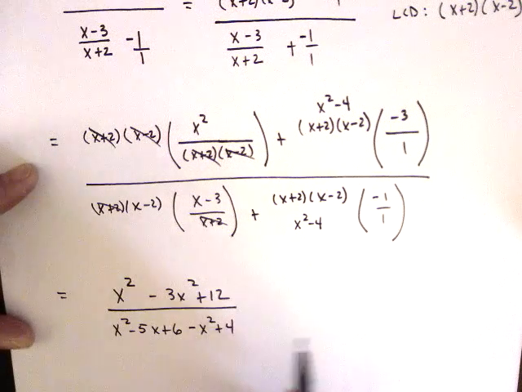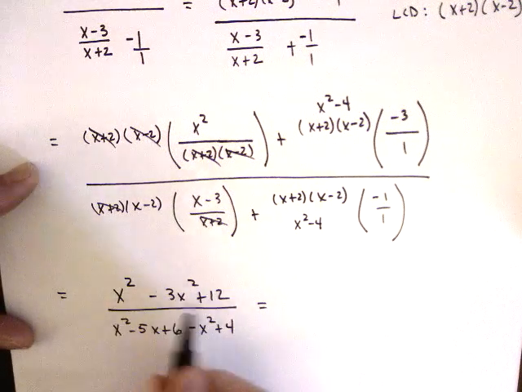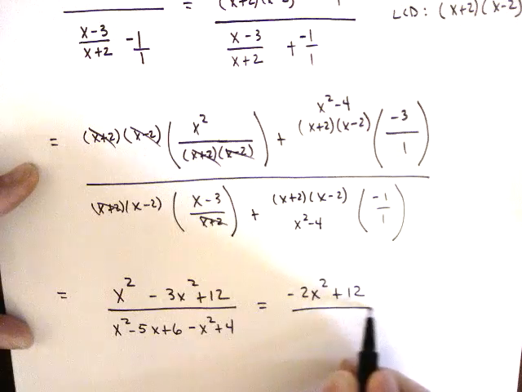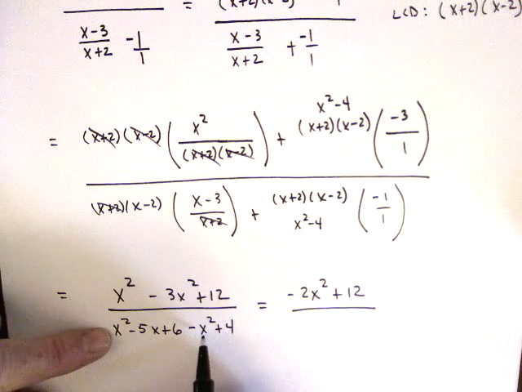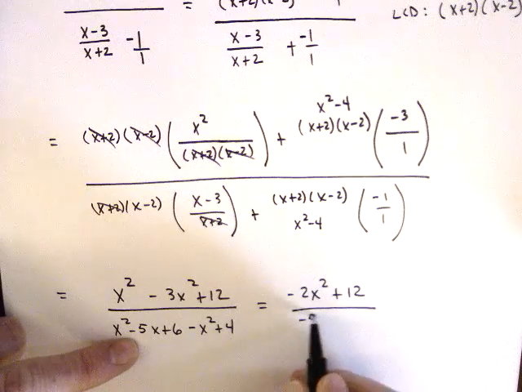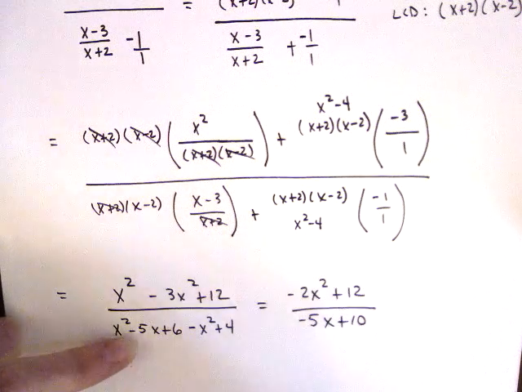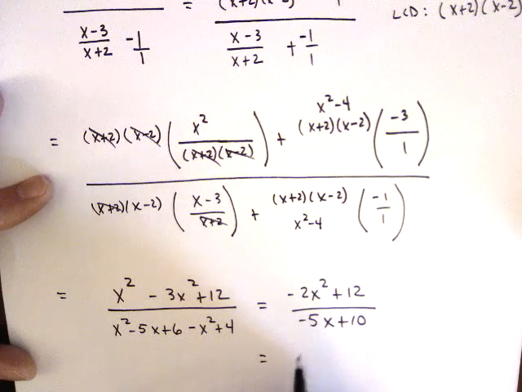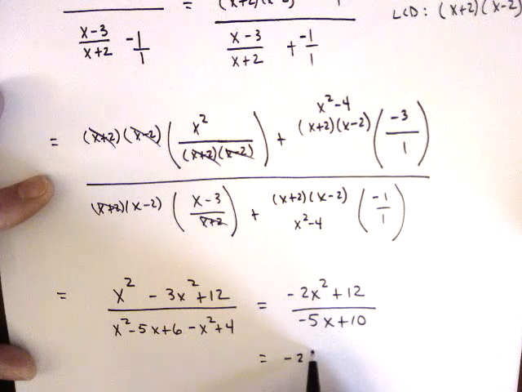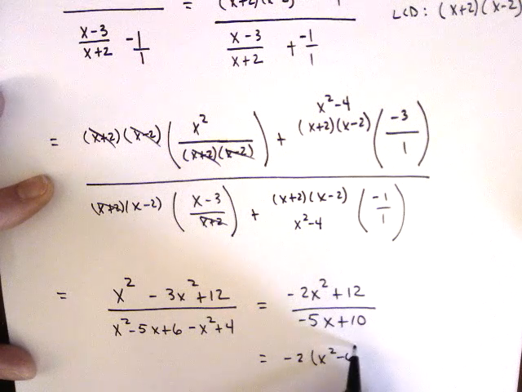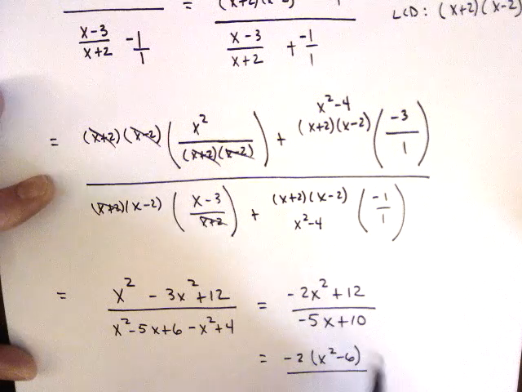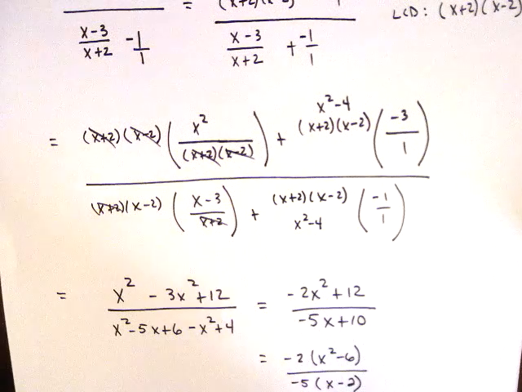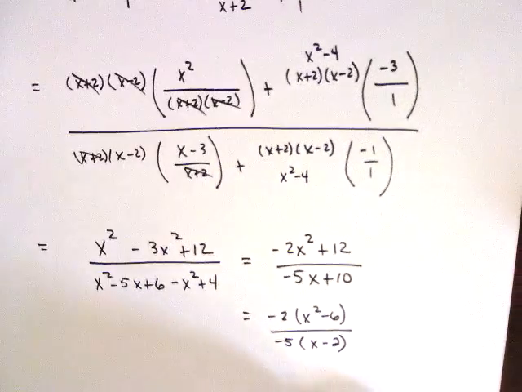Now we can simplify the expressions. x squared minus 3x squared is a negative 2x squared plus 12. Combine like terms here, the x squareds cancel, so we're left with negative 5x and plus 10. And we can factor out a negative 2, and you're going to be left with an x squared minus 6. And we can factor out a negative 5, and we're left with x minus 2. Nothing can cancel, so that's our final reduced answer.